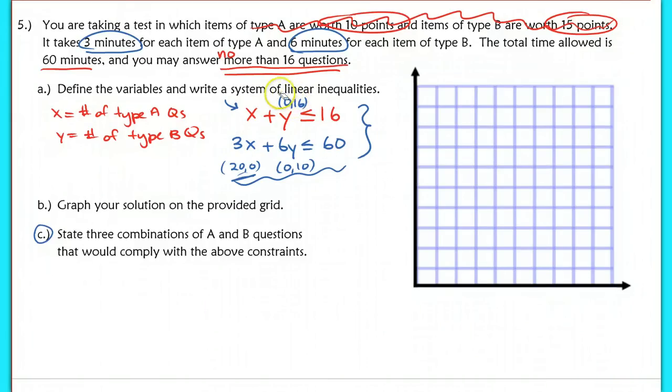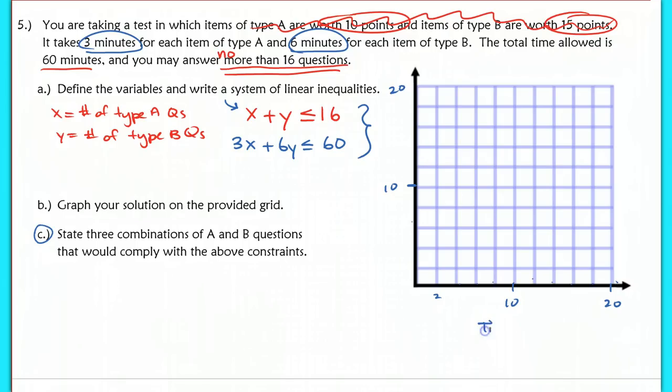Okay, so that's how I'm going to determine my scale here. So I have 1, 2, 3, 4, 5, 6, 7, 8, 9, 10 boxes. So I'm going to let each of these represent 2. So all the way over here is 20, and halfway in between 2, 4, 6, 8, 10. This is 10 questions. 2, 4, 6, 8, 10, and 20 up here.